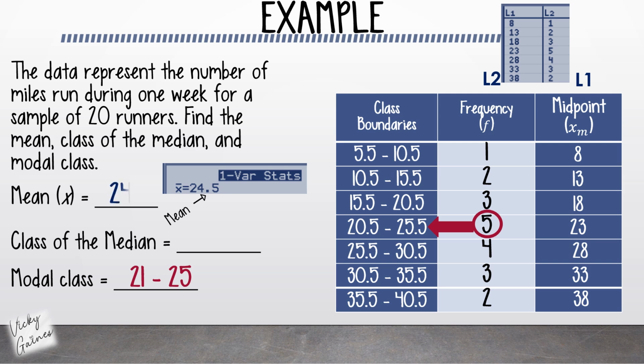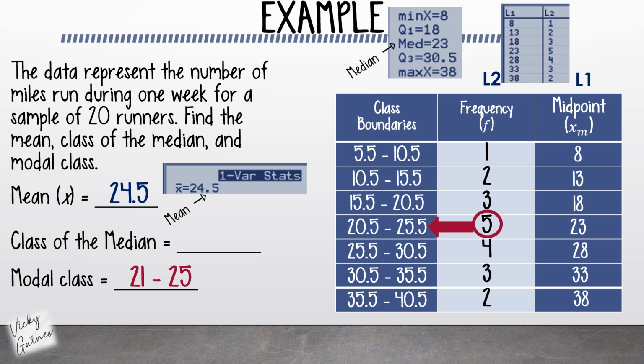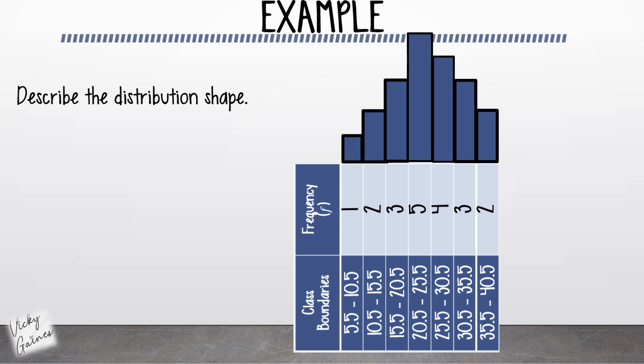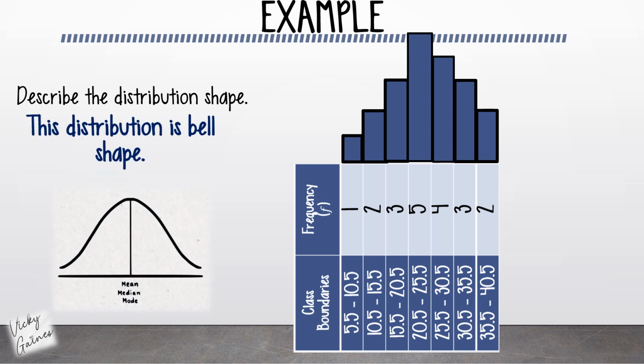There's our mean, 24.5. Scroll down, you get the 5 number summary. Median right there is 23. There is the midpoint. There is the class of the median. Technically, the boundaries up 0.5 from the bottom, down 0.5 from the top, and it's 21 to 25. Distribution shapes. Let's put in our bars. I've already turned it, and that looks basically bell shape.